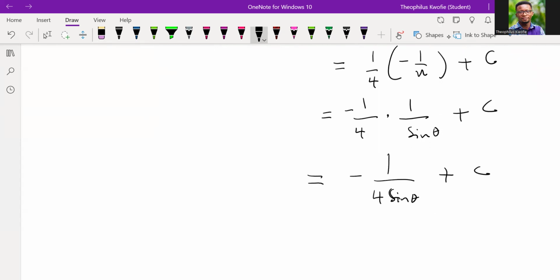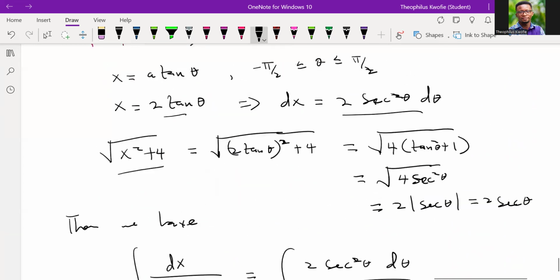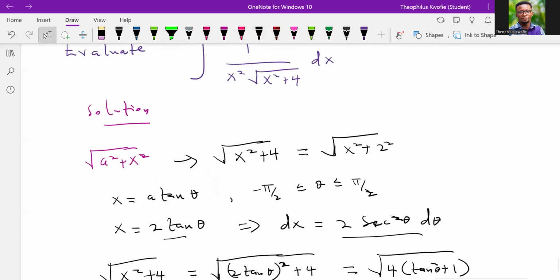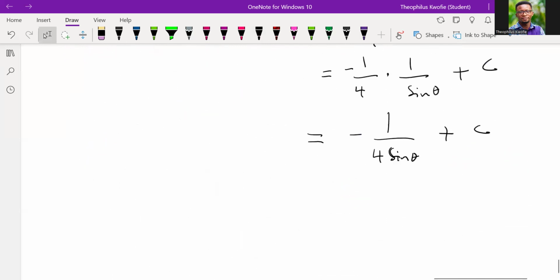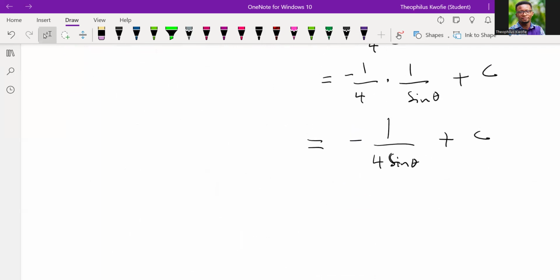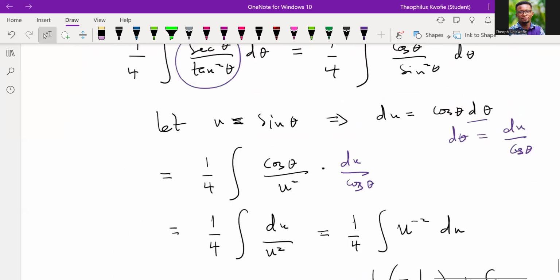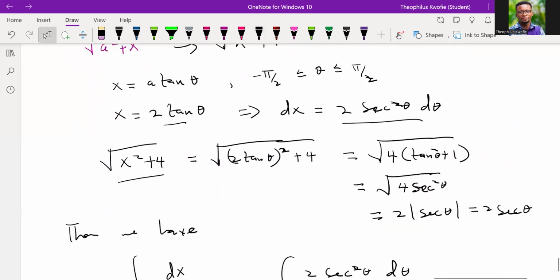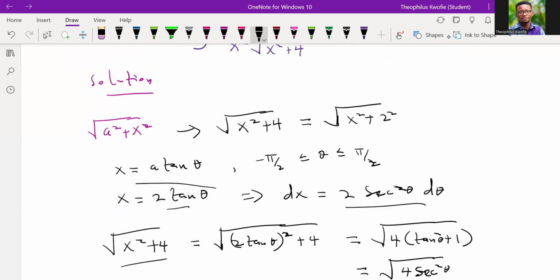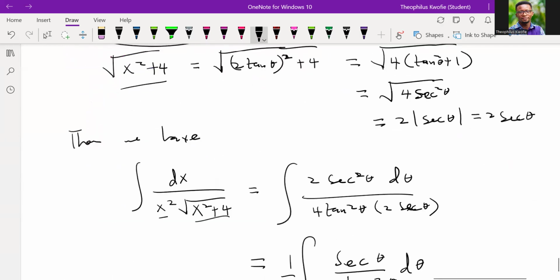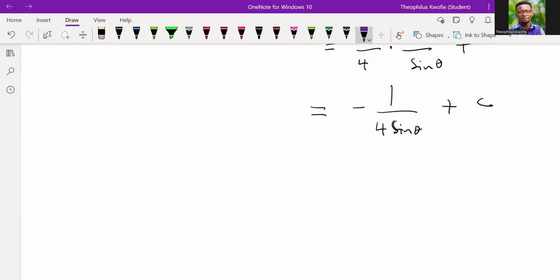But remember that we transitioned from the x variable to theta as another appropriate variable for the transition. So we have to do the reverse substitution. Okay, very good. So let's take note. Remember that our x was equal to 2 tan theta, okay? Our x was equal to 2 tan theta.